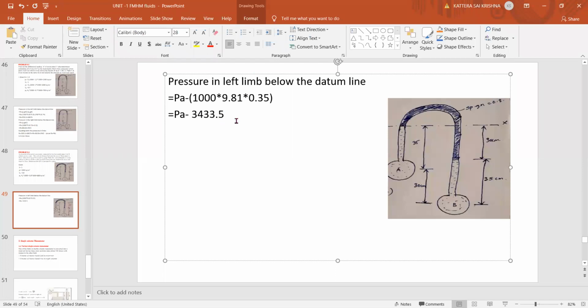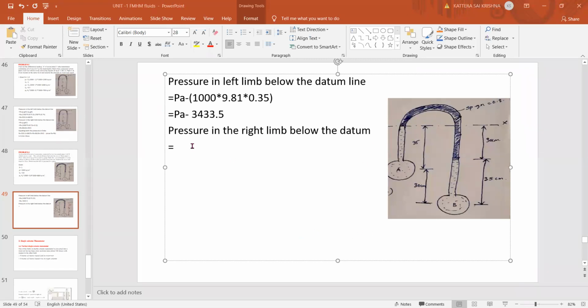3433.5. Right. So next, write the pressure in the right limb, below the data. Who will tell the right side pressures? How many are there? Three, sir.